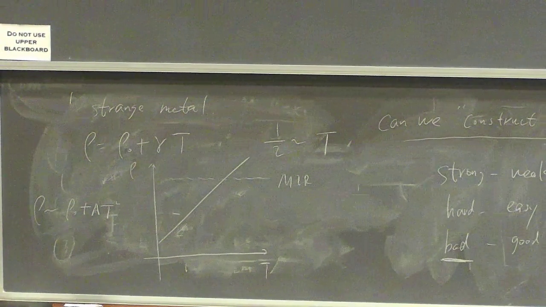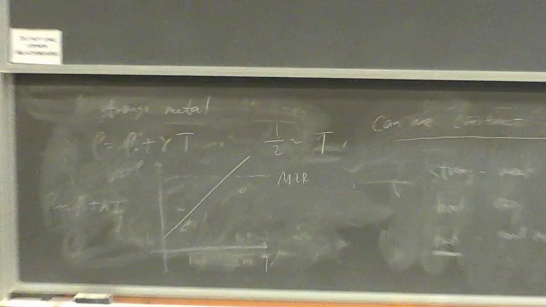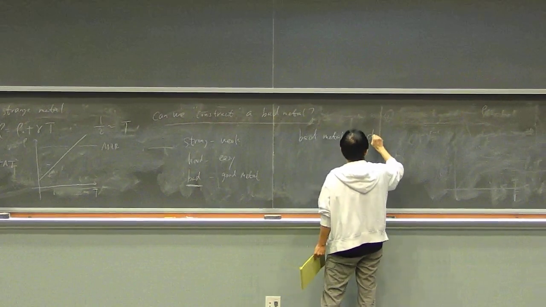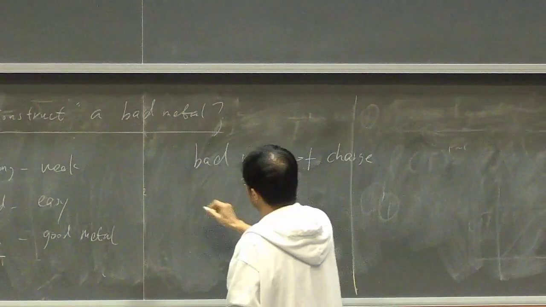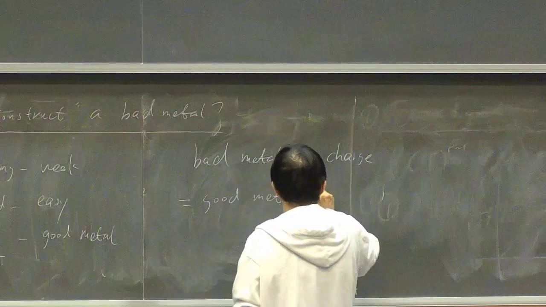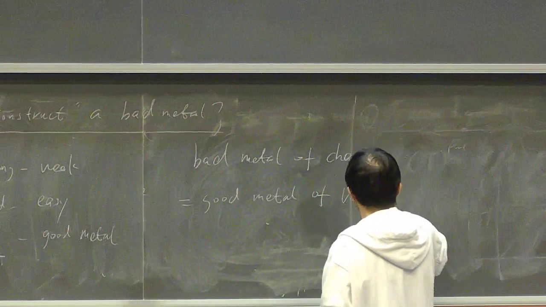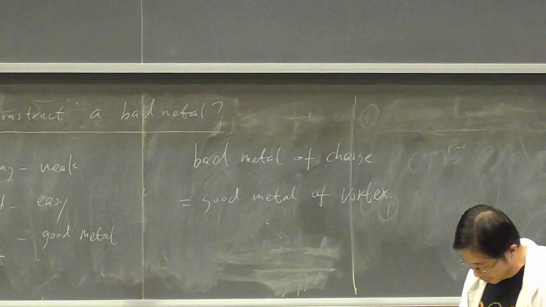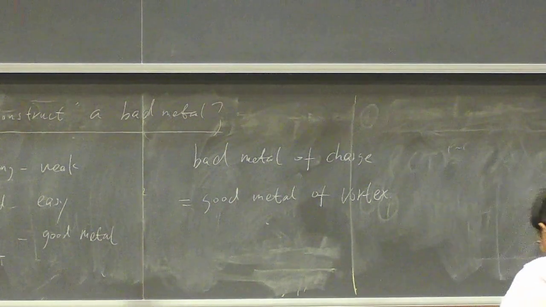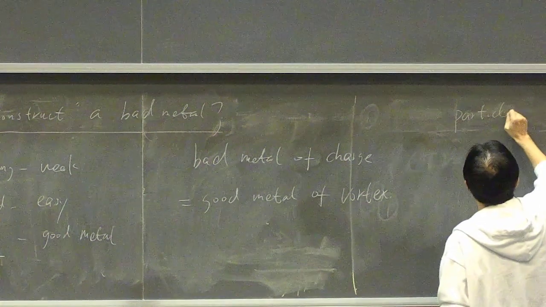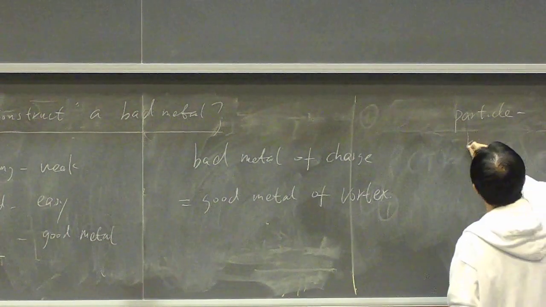Anyway, it turns out that a bad metal of charge is sometimes a good metal of vortex. So let me remind you what a vortex is. There's a famous particle-vortex duality, or boson-vortex duality.